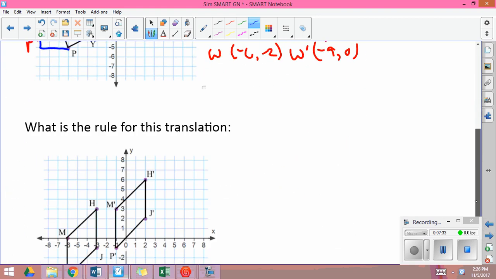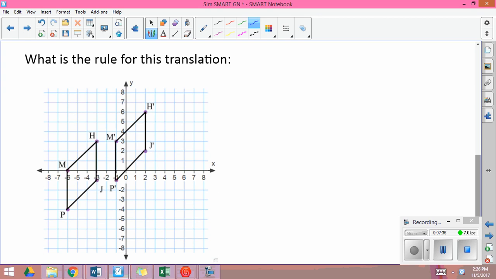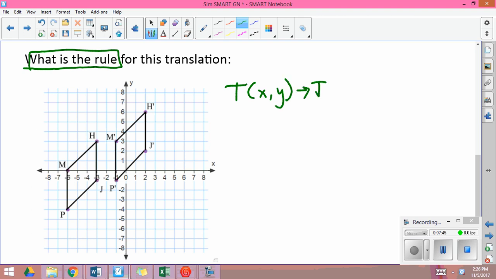Our second example says write the rule. So we write rules like this. What's the recipe? What do I have to do to my x, and what do I have to do to my y? So when I look from m to m prime, what did I do? I went over and up. So from -6 to 1, I went right 5, and I went from 0 to 3, I went up 3.